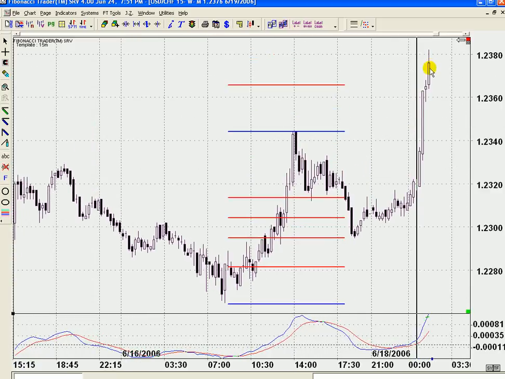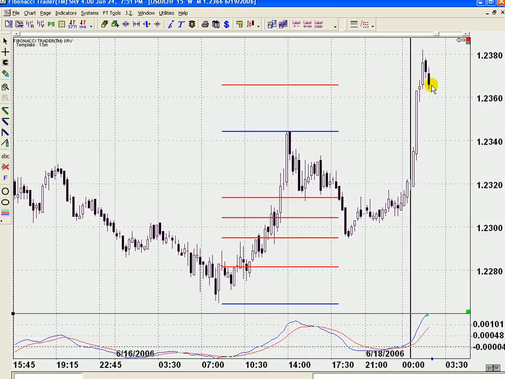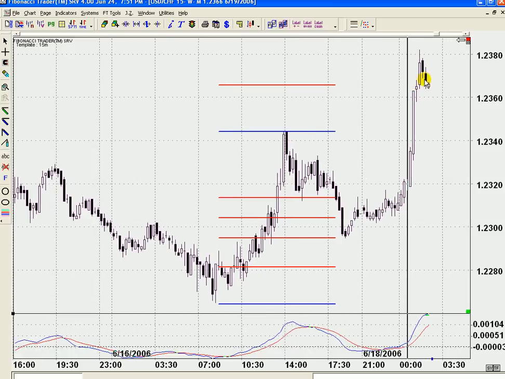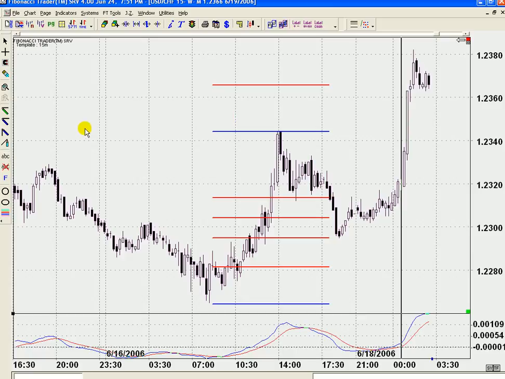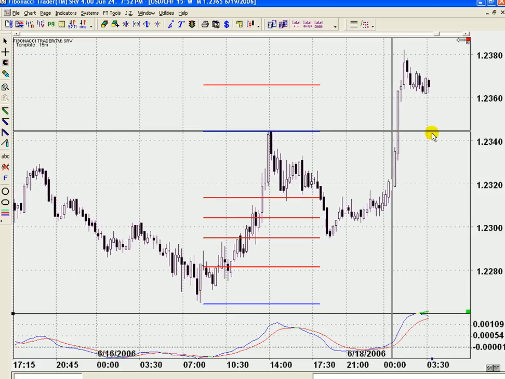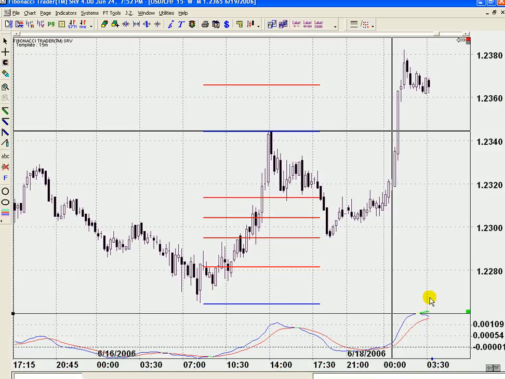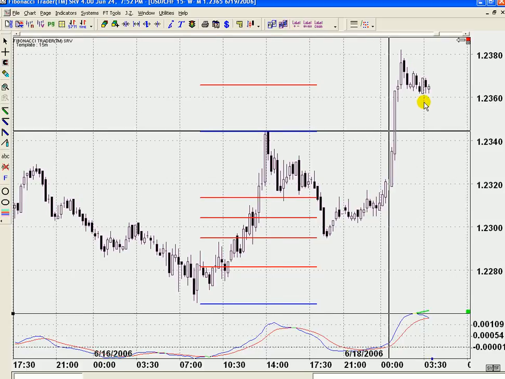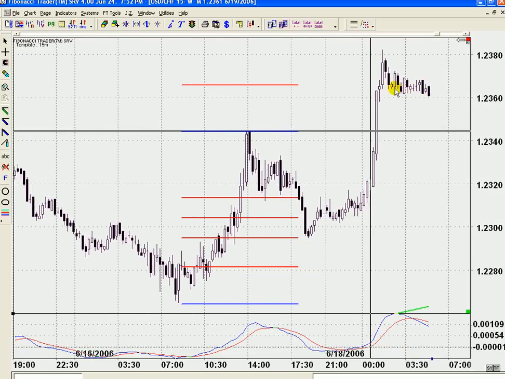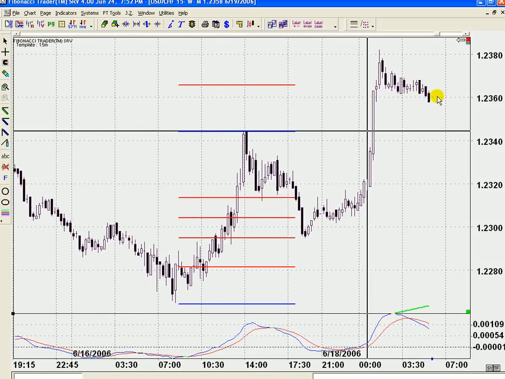Price has rallied to 127% extension, and what we want to keep our eye on now is this level of resistance, and watch for price to retrace. We are currently still in the Asian session at the moment, as price consolidates waiting for London to open.